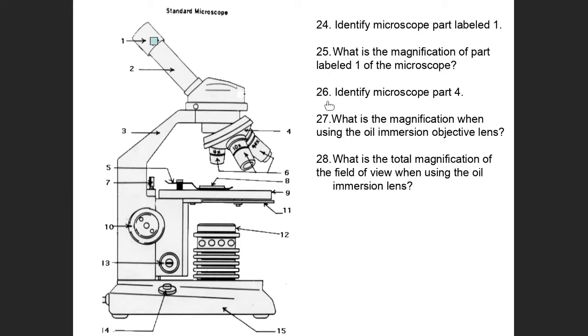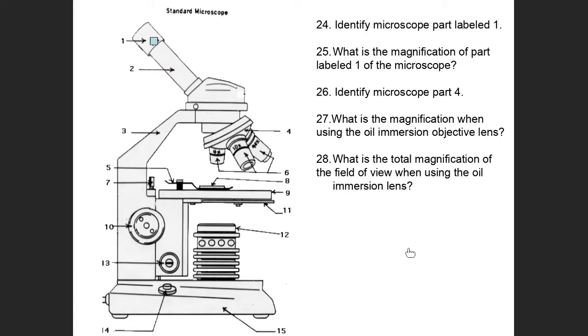Number 26, identify the microscope part labeled 4. So you can see that 4 is pointing to the nosepiece, or the revolving nosepiece, right? And so then number 27, what is the magnification when using the oil immersion objective lens? And so these are objectives, right? And you're using the oil immersion, which is on the other side. You can't see it, but it's labeled 100x. So it's total magnification because that's what's being asked. What is the magnification when using the oil immersion lens? It's 100 times 10, which is 1,000. Okay.